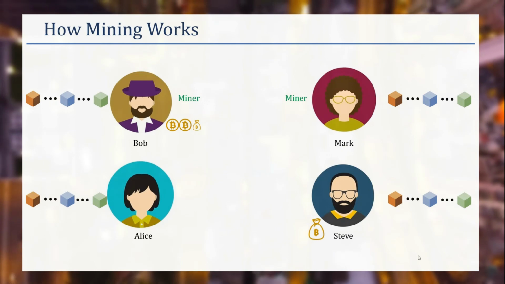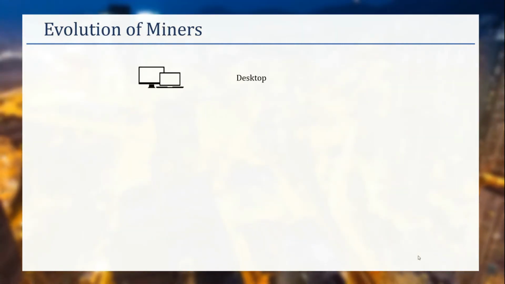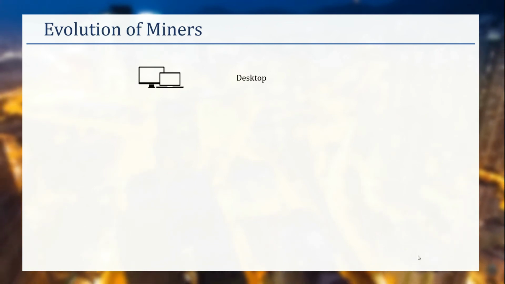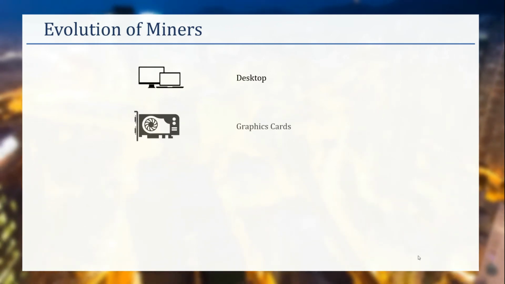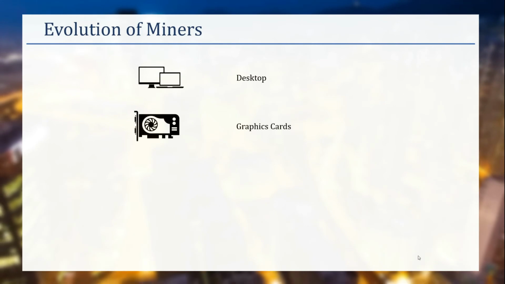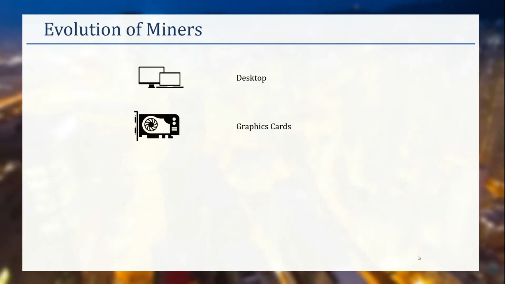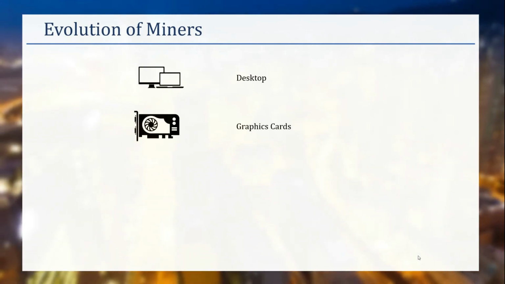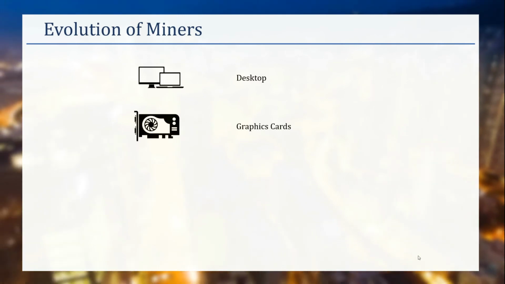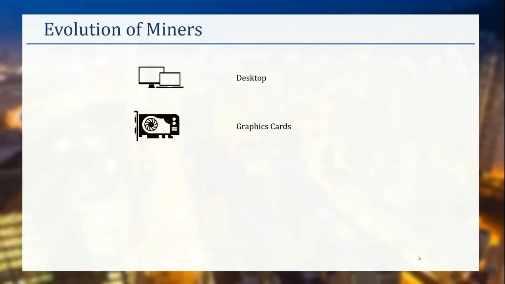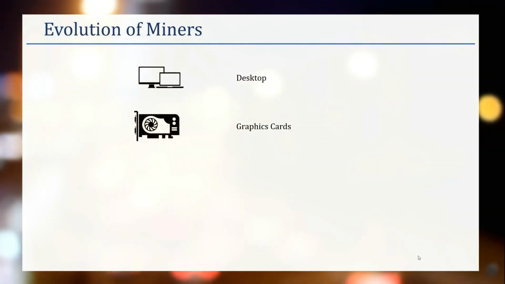So we'll see the evolution of miners. In those early days, like 2009 and 2010, we could use our desktop machines for this mining process. Because in those days there were very few transactions and very few accounts created, it was very easy for low performing machines to do this mining. But then people tried to use graphic cards as well, because the mining process is like a game. Whoever finds the block first gets all the rewards.